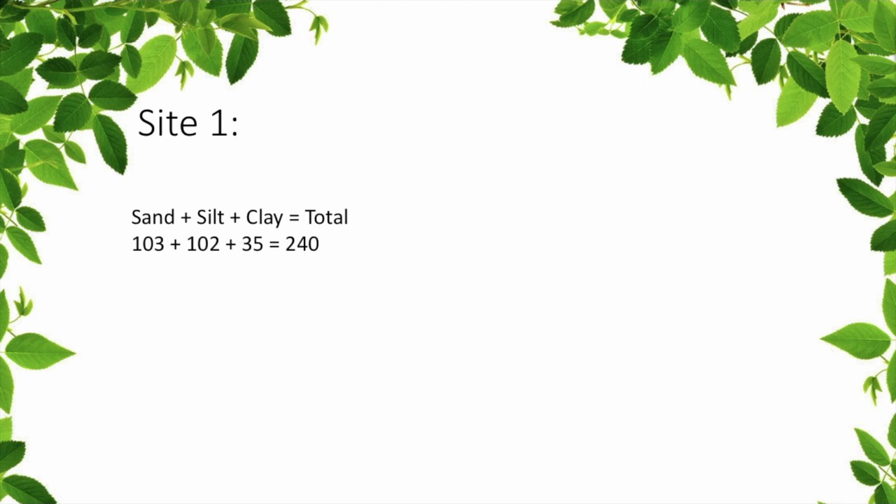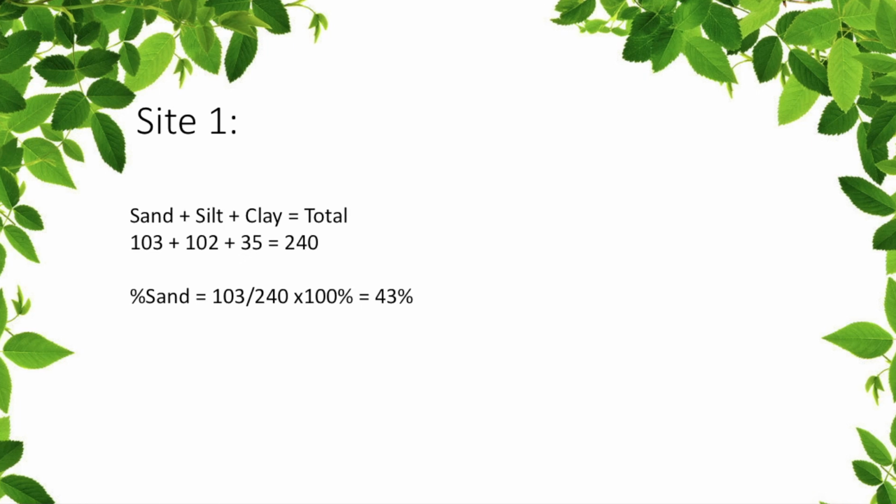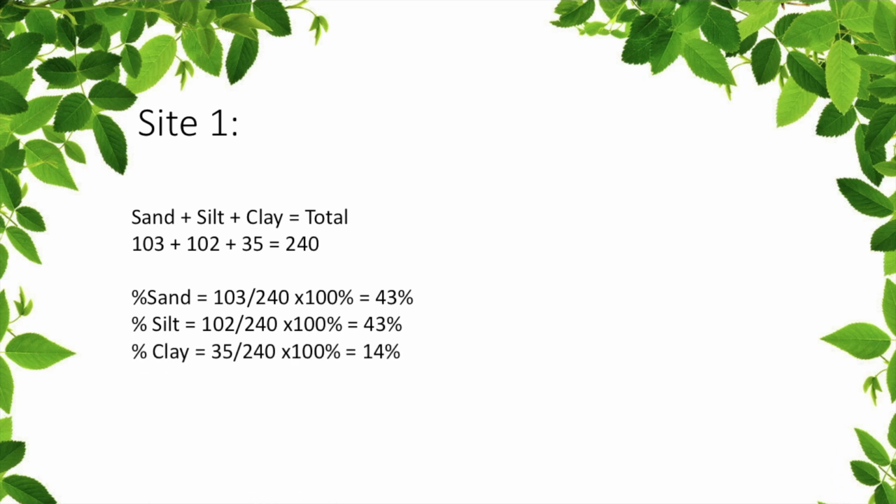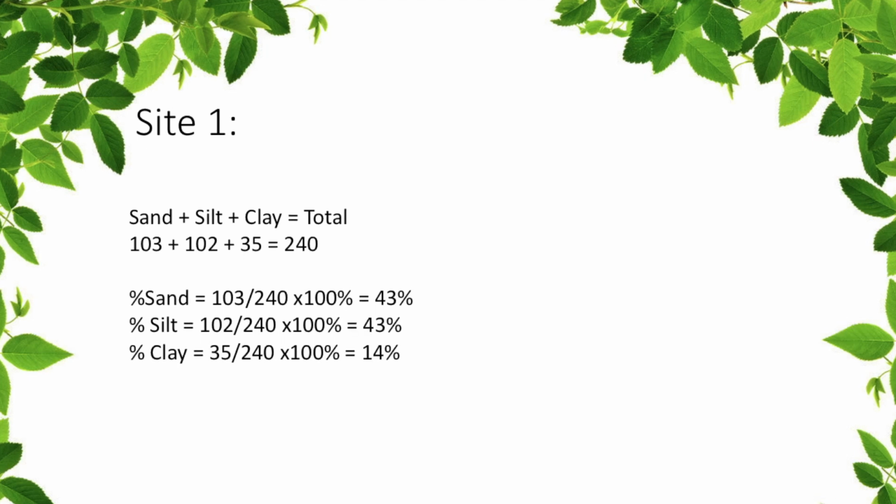Now to convert into a percentage, we do the following calculation. Percent sand equals 103 divided by the total, which is 240, times 100%. That equals 43%. Percent silt equals 102 divided by 240 times 100%. That equals 43% as well. Lastly, percent clay equals 35 divided by 240 times 100%. That equals 14%. Now it's time to determine your soil type.